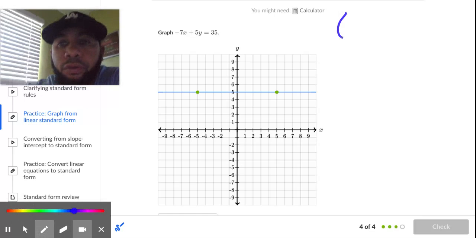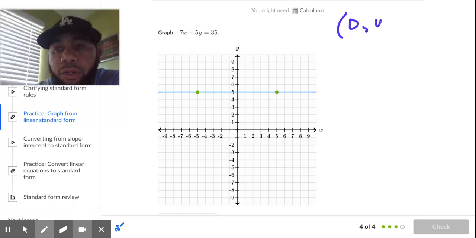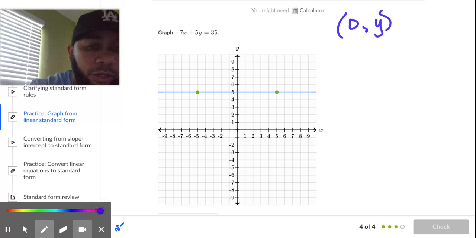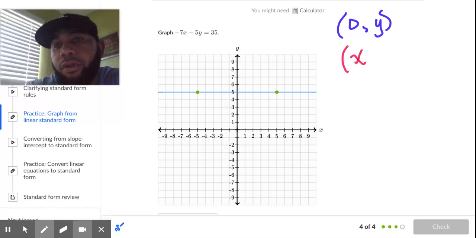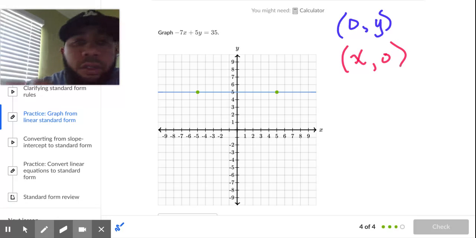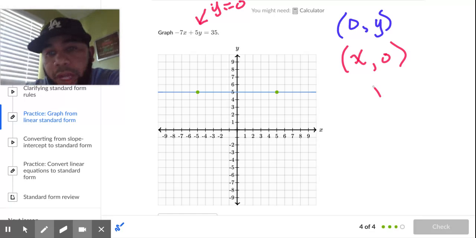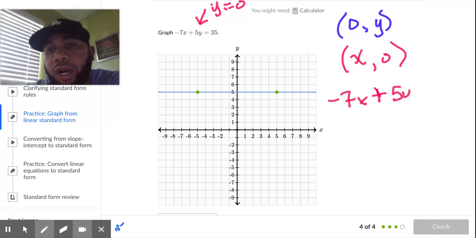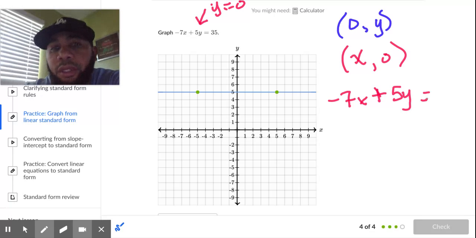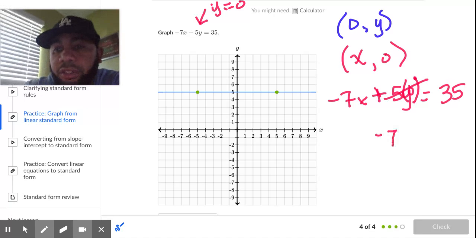So we need to know if x is 0, what is y? And the other one we want to know is if y was 0, what is x? So first I'm going to make y 0. I'm going to let y be equal to 0. And so I have negative 7x plus 5y equals 35. Well, if y is 0, this is really 5 times 0. 5 times 0 is just 0. So negative 7x equals 35.